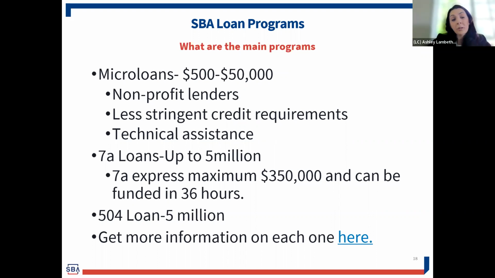There's also 504 loans. So these are basically long-term, almost mortgage-like loans. You can use them as a mortgage to purchase land or buildings or to build buildings. You can also use them to purchase things like machinery. And these loans can be extended out for 30 years and they have consistent repayment. So there's not going to be any balloon payments or anything of that nature involved in something like a 504 loan.